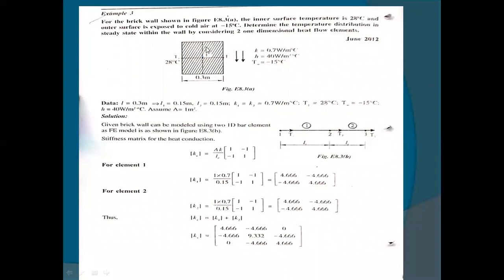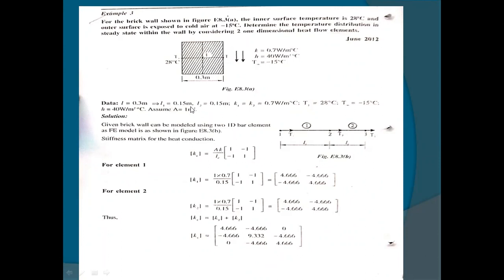If you consider it as a 2 element, then we will get 3 nodes: a node at the 2 ends and a node at the center. So you can see here node 1, node 2, node 3. 1 to 2 is element 1, 2 to 3 is element 2. So T1 at node 1, T2 at node 2, T3 at node 3. First we are going to calculate the stiffness matrix for the heat conduction. Both conduction and convection are present.